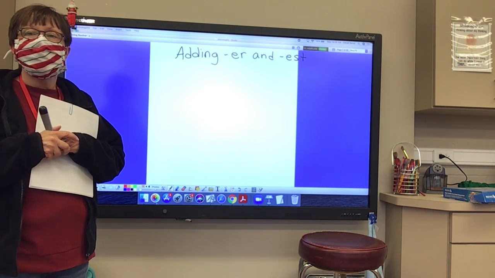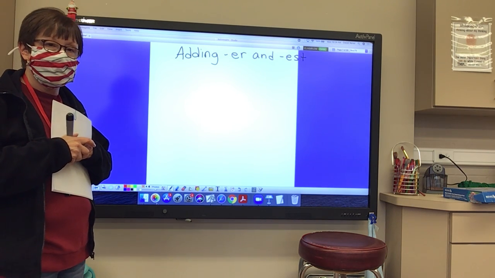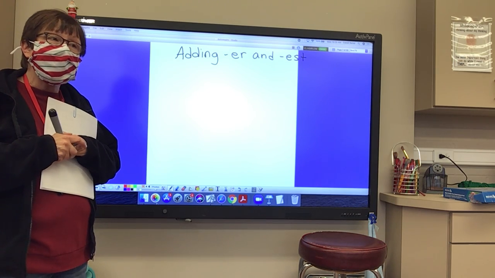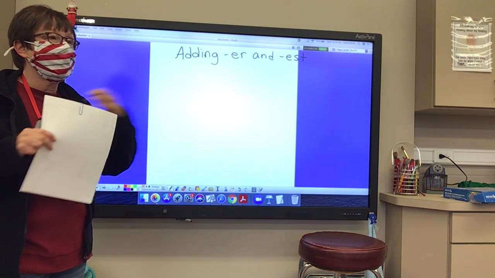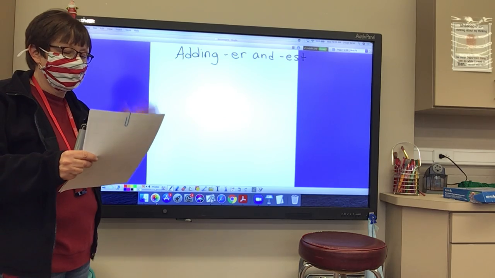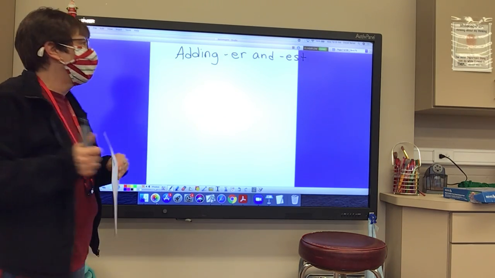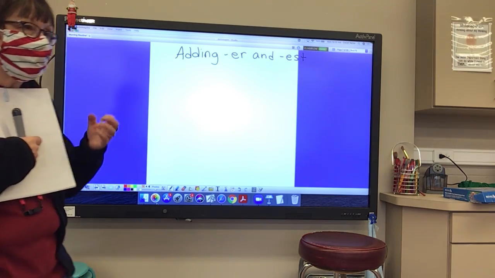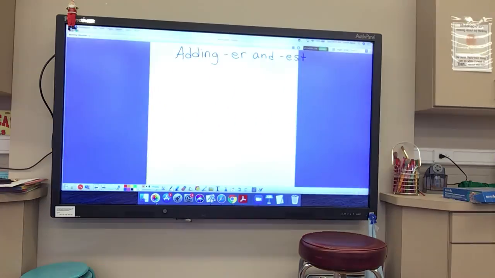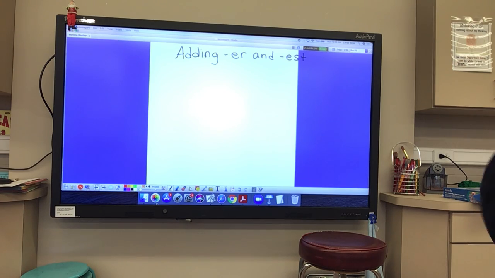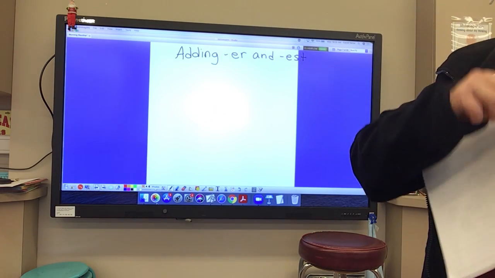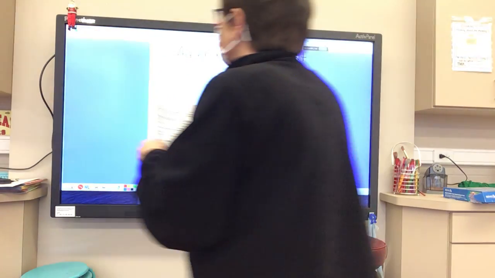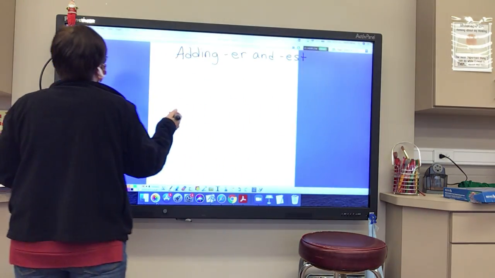Avery, did you write that? Good. Okay. Now, we are going to have different columns, but we're not going to make our columns just yet. We're going to write the first row of words. First, we're going to have our base word. So on our first lines, you see how you have your first lines? We're going to write base word.